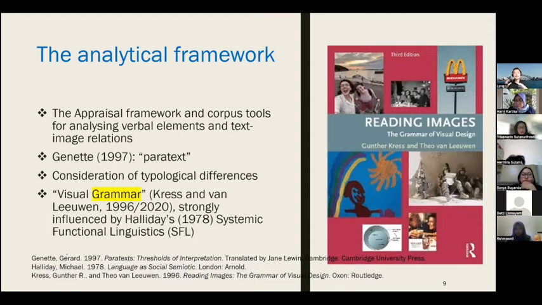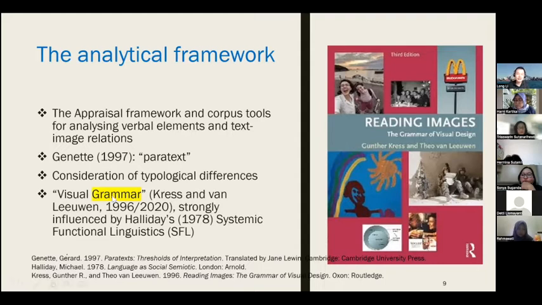So this framework has been widely adopted in multimodal discourse analysis. It has also been strongly influenced by a linguistic framework by Michael Halliday called systemic functional linguistics. So I will explain how this is a benefit to translation studies or to multilingual studies.